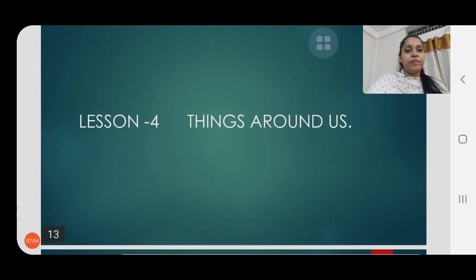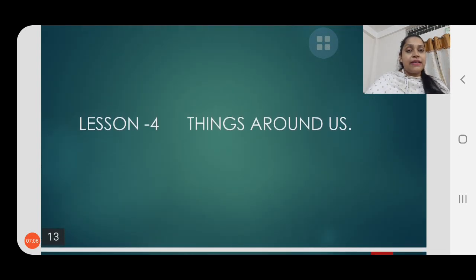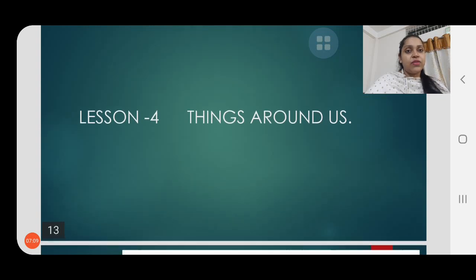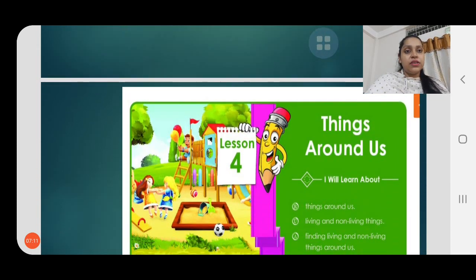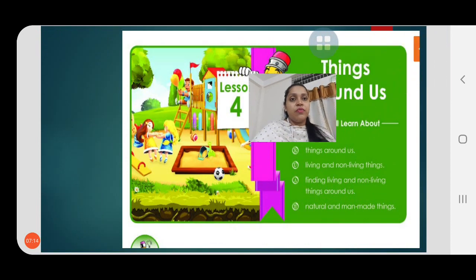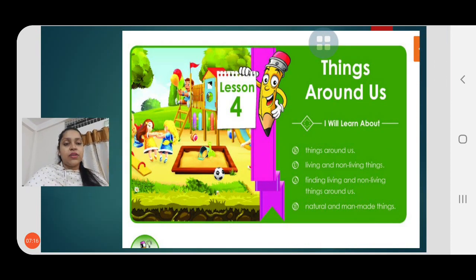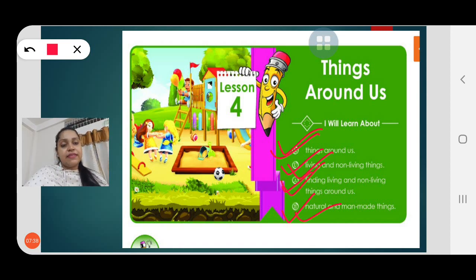Okay, can you find in your book lesson number 4? It's given things around us. So all of you take out this page, which is things around us. Okay children, and in this lesson what will we learn? We'll learn about things which are around us. We'll learn about the living and non-living things. We'll learn about finding living and non-living things around us, and natural and man-made things. These are the 4 things we will study in this chapter.